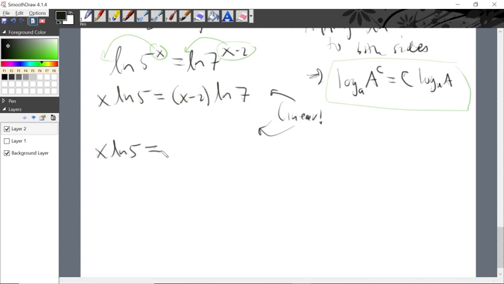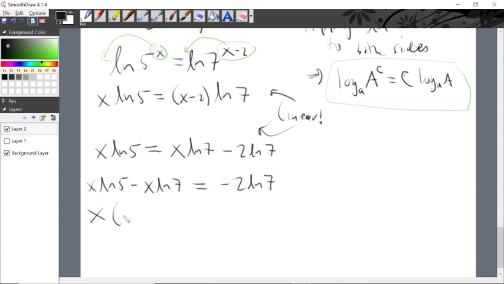In order to do that, I need to expand on the right-hand side by distributing. So we have on the right-hand side x times the natural log of 7 minus 2 times the natural log of 7. Now we can subtract x ln 7 onto the left-hand side. So we have x times the natural log of 5 minus x times the natural log of 7, and that's going to equal negative 2 natural log of 7. Now we have two terms on the left that have x in it. I'm going to factor out the x. So we have x times the natural log of 5 minus the natural log of 7 equals negative 2 times the natural log of 7.